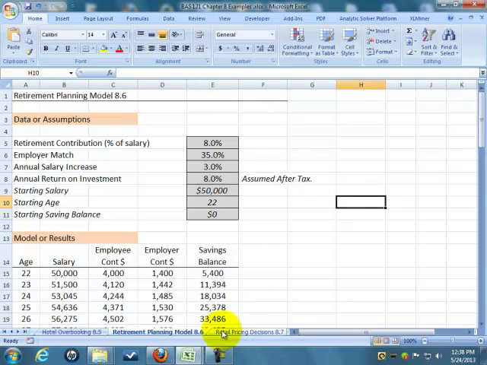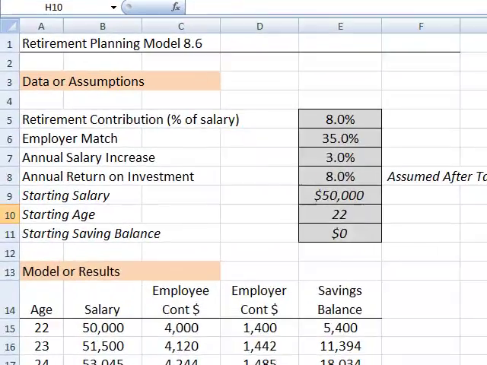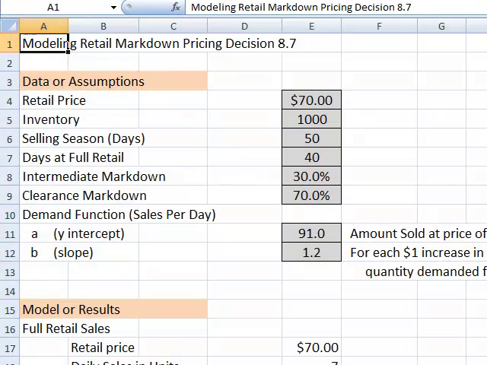Let's take a look at the 8.7 example, the retail pricing markdown. Now this is an example where firms have to make a decision of how much to reduce their prices by. So again, it's a fairly simplistic model, but it gets more complicated as we go along.